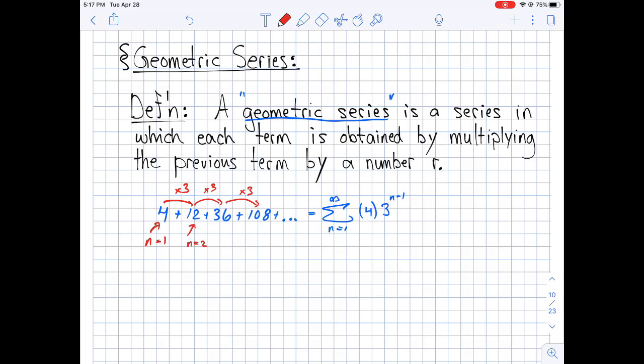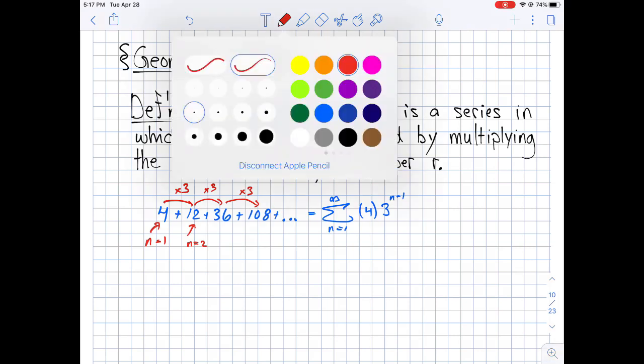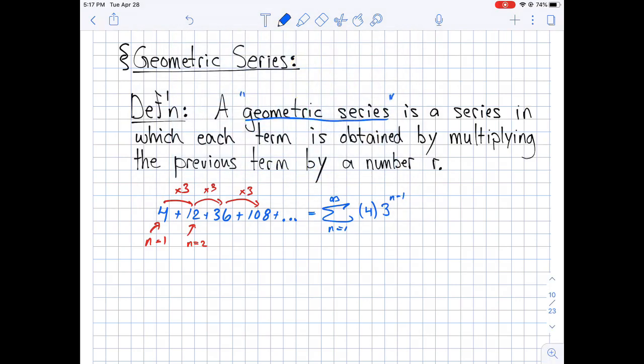We want to know what happens with this geometric series as n increases without bound. If I add up all of these terms, is this series going to be convergent, or is this series going to be divergent? Now, we're going to be answering that question in a moment, but let's also introduce a little bit of notation at the same time.